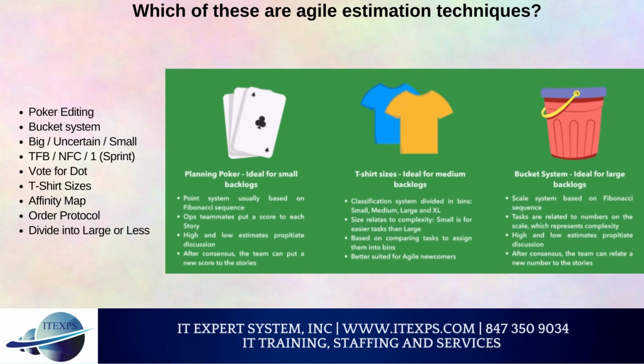8. Which of these are Agile estimation techniques? Poker editing. Bucket system. Big, uncertain, small. TFB. NFC. 1 sprint. Vote for dot. T-shirt sizes. Affinity map. Order protocol. Divide into large or less.